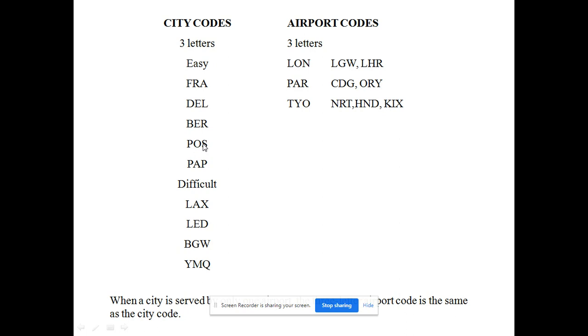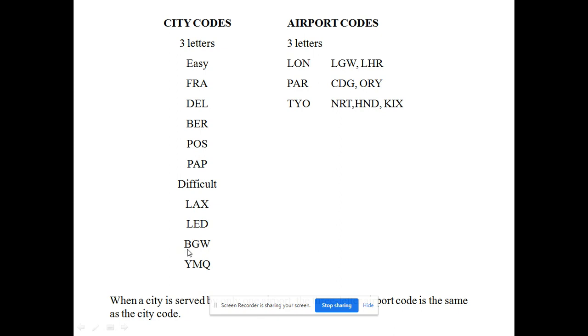You have many easy codes where, if you know the name of the particular city, the first three letters or certain combinations will be there. Now there are also difficult codes where LAX stands for Los Angeles. So you don't have X there at all, but LAX comes here. And LED stands for St. Petersburg, which is in Russia.